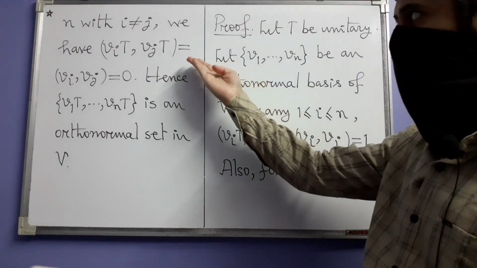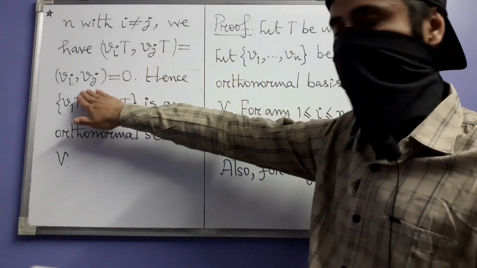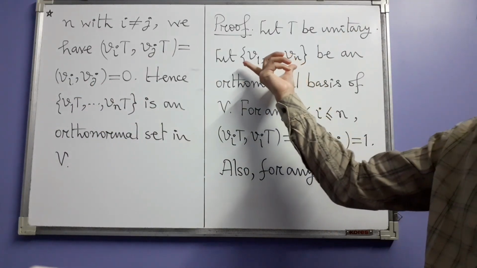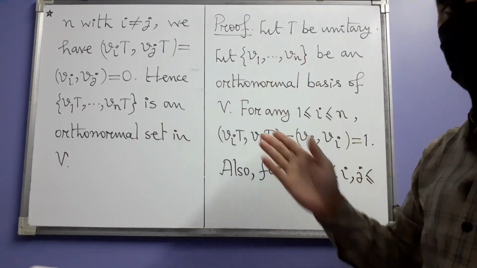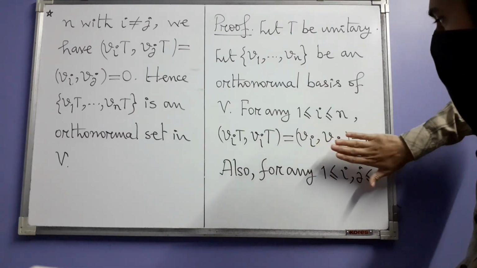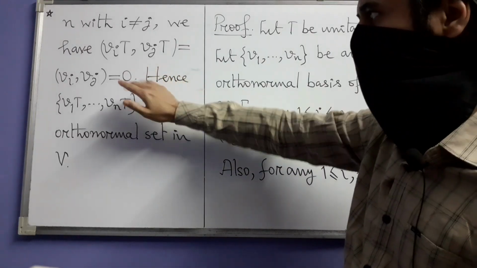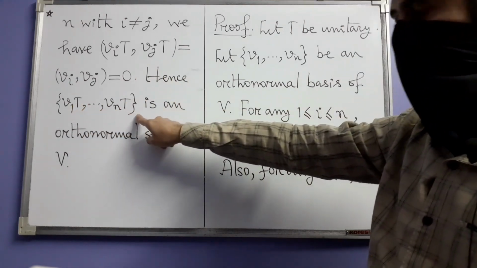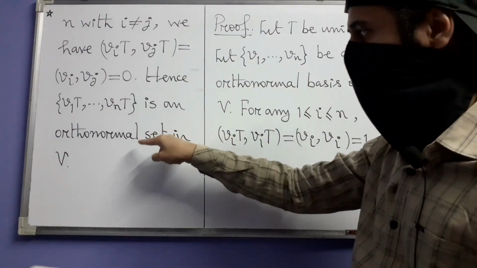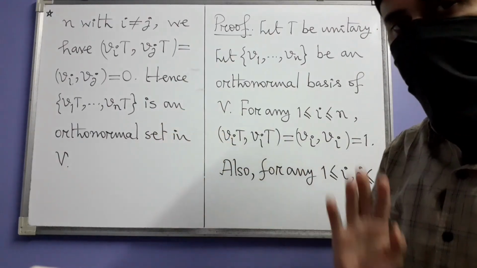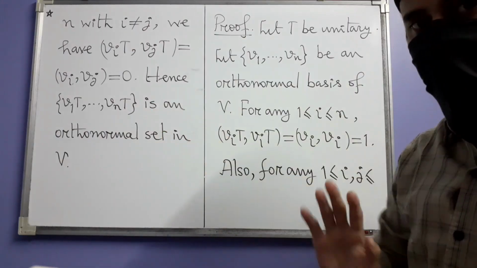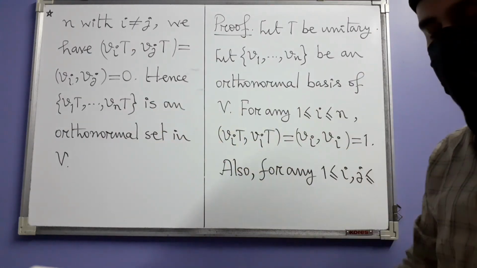Again, because T is unitary, this is just equal to the inner product of Vi and Vj, and that is 0 because this is orthonormal. Distinct vectors are orthogonal to each other, and that is why, because of this fact and this fact, the set of the images of the Vi's under T, that is this set, is an orthonormal set itself in V. Note that we are not straight away saying that this is an orthonormal basis. We are coming to that next.